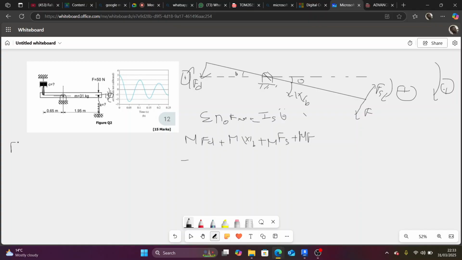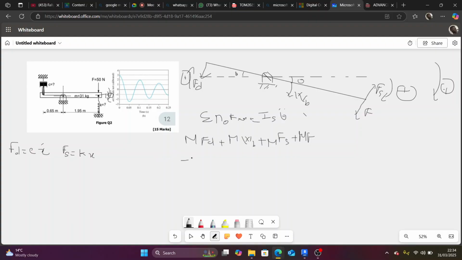Look, Fd is equal to C multiplied by x dot. Fd goes with velocity. Fs is equal to what? Kx. Do you agree? Yes, Kx. Now, it is negative because these things will always oppose the motion. That's the first rule. And you can also see it from your free body diagram.